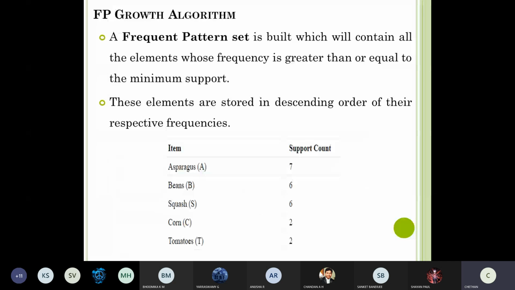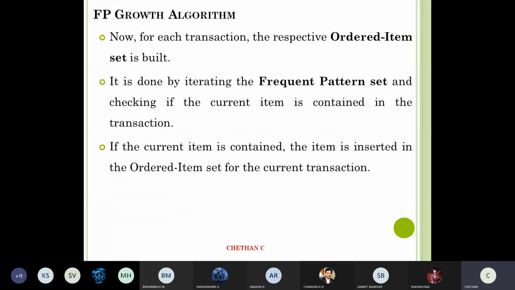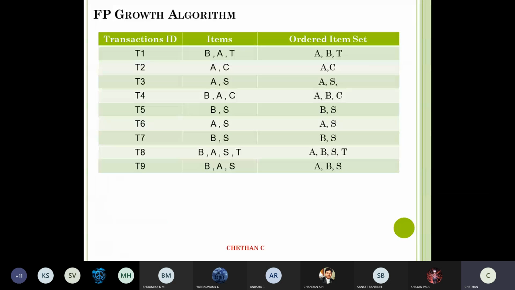The next scan will happen at the very last stage of it, when you're trying to figure out the ordered item sets along with your items. You're going to take from here. This is the second scan.